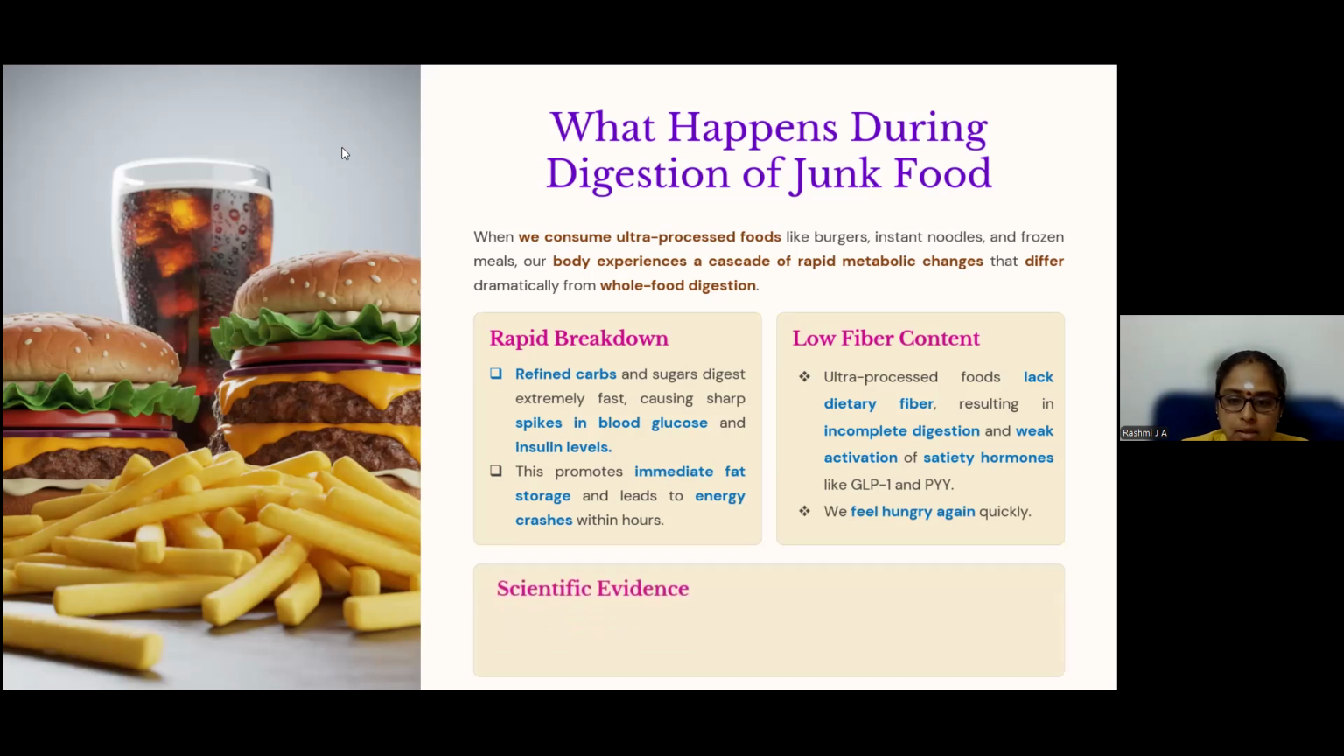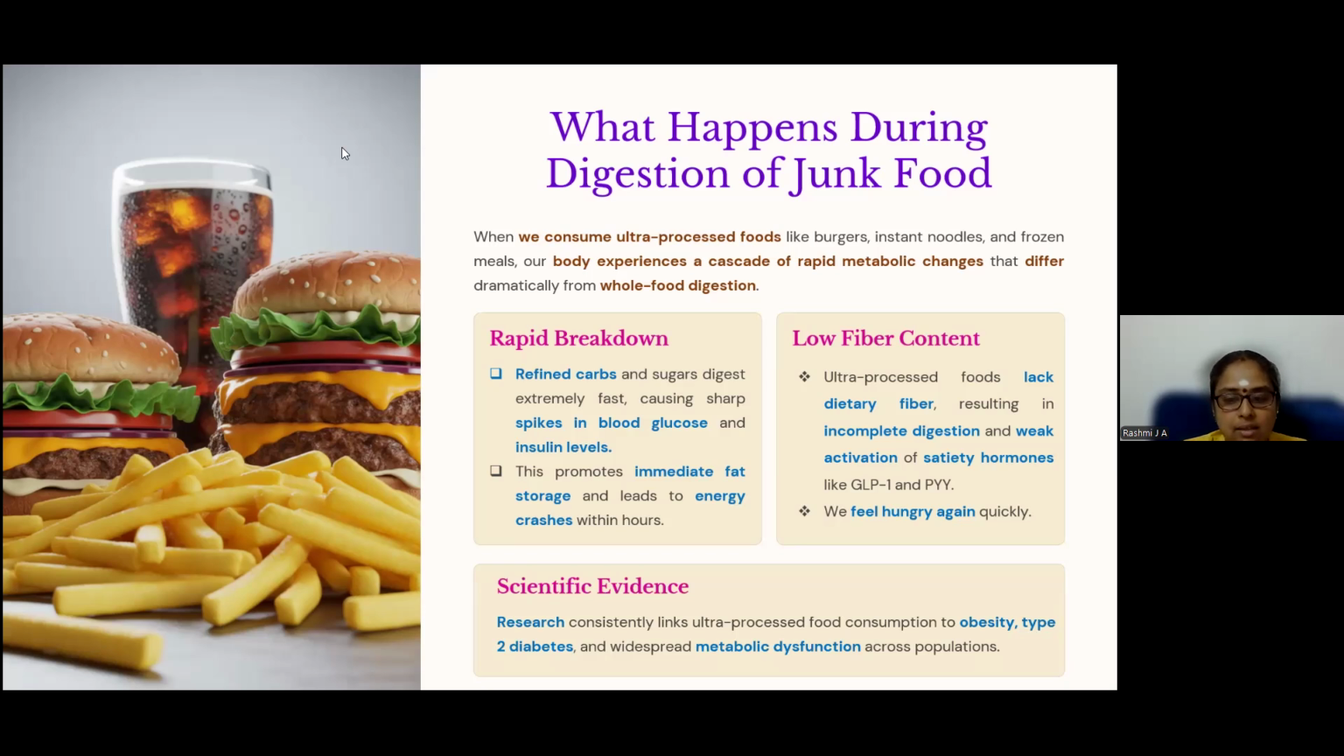Then scientific research says ultra processed food will lead to obesity, type 2 diabetes, and widespread metabolic dysfunction.